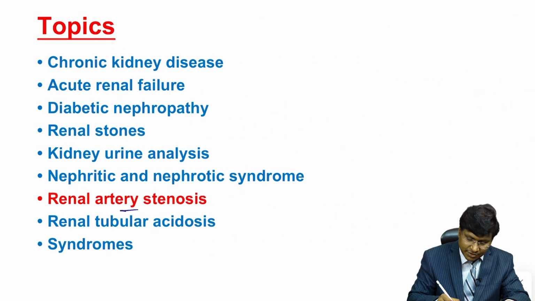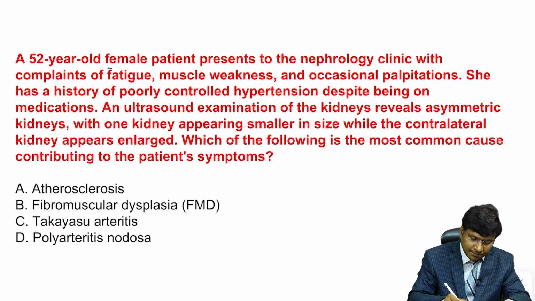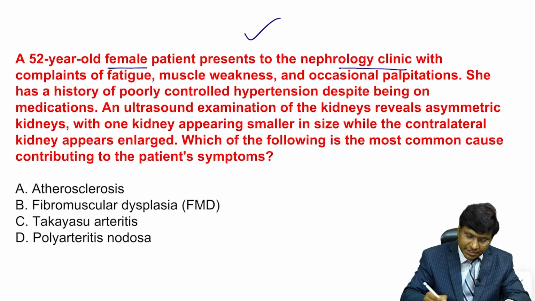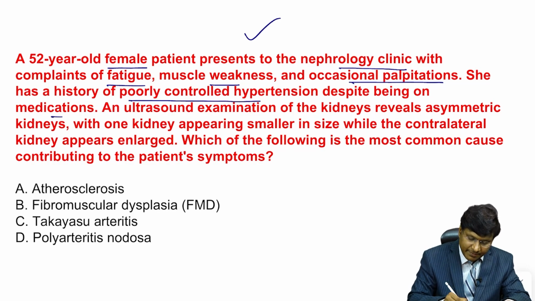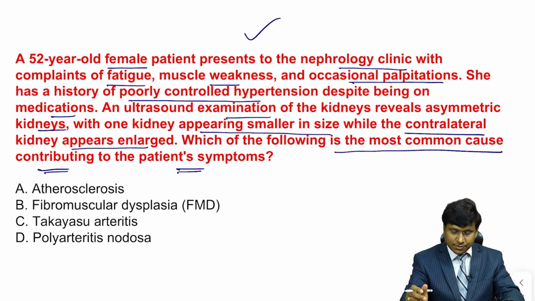Next is the question related to renal artery stenosis. So we have a 52-year-old female patient presenting to the nephrology clinic with complaints of fatigue, muscle weakness, and occasional palpitations. She has a history of poorly controlled hypertension despite being on medication. An ultrasound examination of the kidney reveals asymmetrical kidneys, with one kidney appearing smaller in size while the contralateral kidney appears enlarged. Which of the following is the most common cause contributing to the patient's symptoms? Atherosclerosis, fibromuscular dysplasia, Takayasu arteritis, and polyarteritis nodosa.